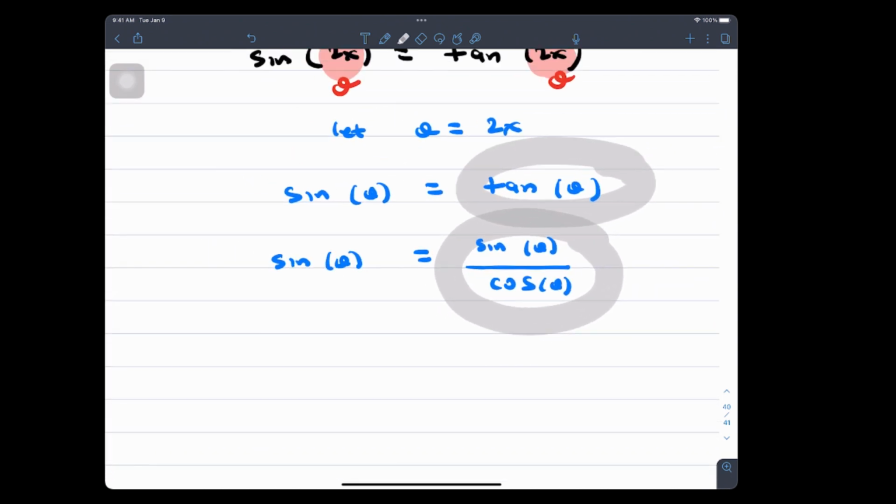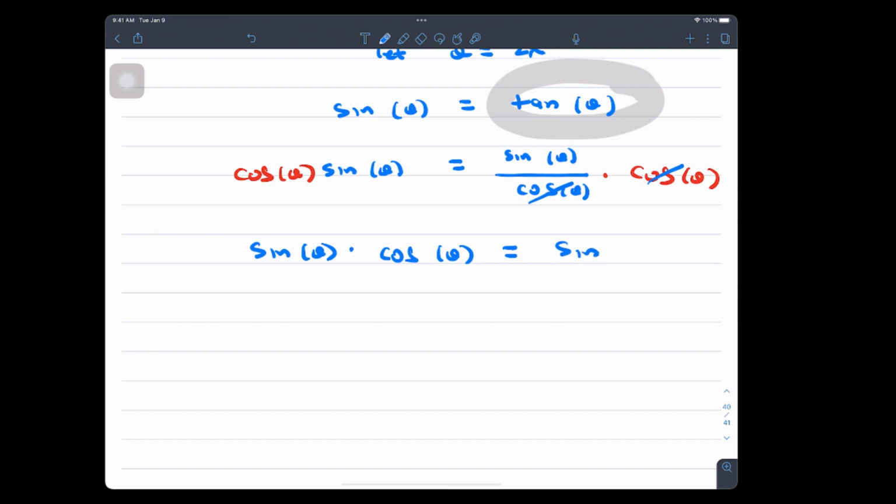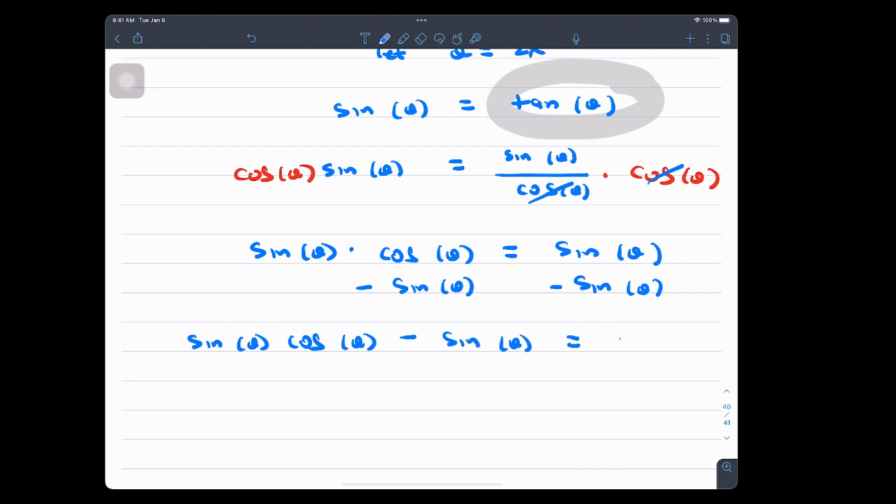Right? Now you might say, what do you do with this now? Well, ladies and gentlemen, here's what you're going to do. You're going to have to use some algebra. What I mean by that is multiply both sides by cosine. So on the left, you're going to get sine times cosine, and then cosine is going to cancel, and that equals sine here, okay? You guys know what I'm talking about, right? So now you might say, well, what do I do with this? Well, you're going to subtract your sine from both sides. We'll get sine cosine minus sine equals zero.